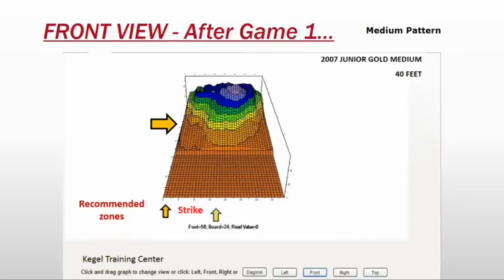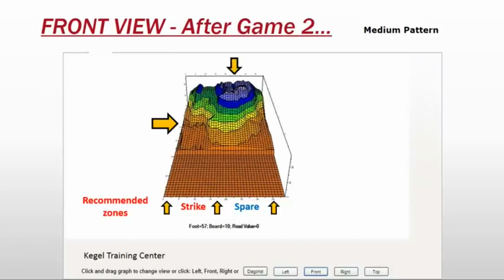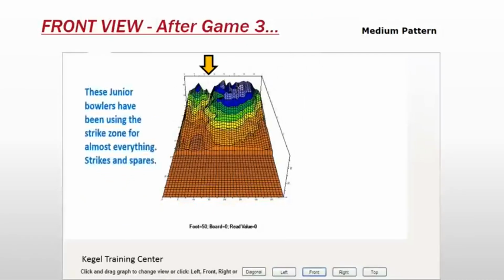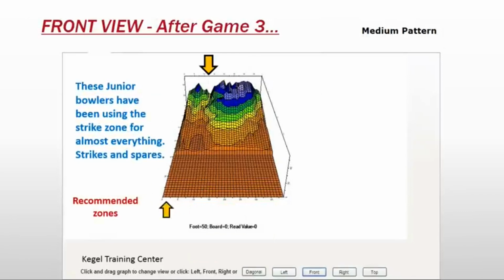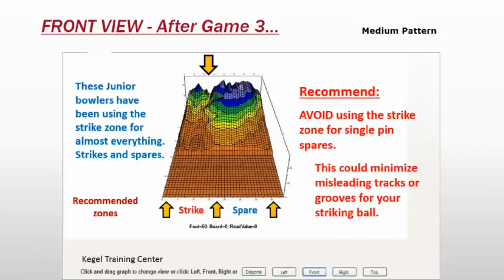After Game 1, oil starts to deplete in the strike zone. After Game 2, there is more depletion in the strike zone, and notice there is some wear from cross-lane spares. These junior bowlers have been using the strike zone for almost everything, strikes and spares. It is recommended to avoid using the strike zone for single-pin spares. This could minimize misleading tracks or grooves for your striking ball.